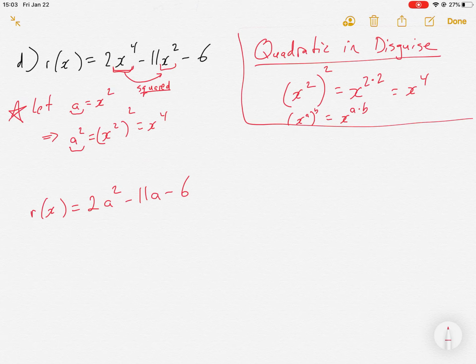And so that's really why this is a quadratic in disguise, because this first term, the leading term, is just the middle term squared. And then the last term has no x's in it. It's just a constant term.